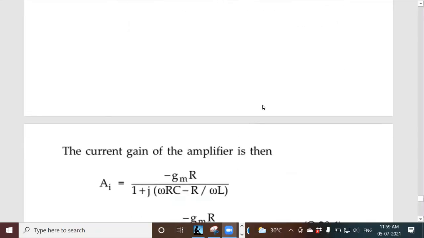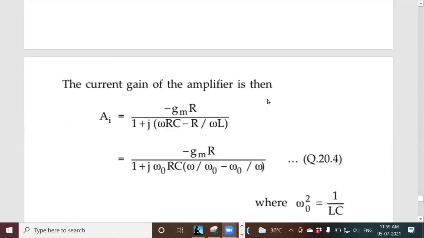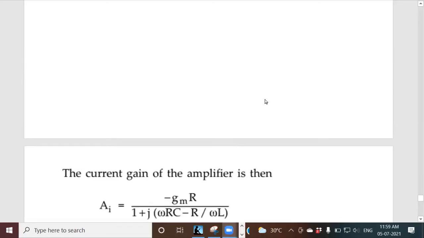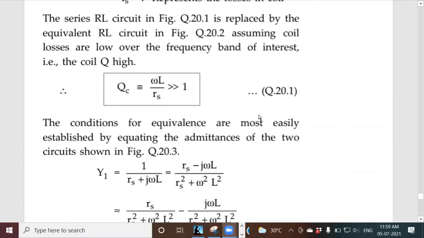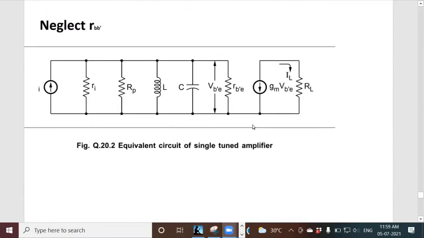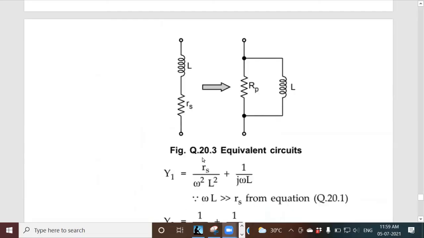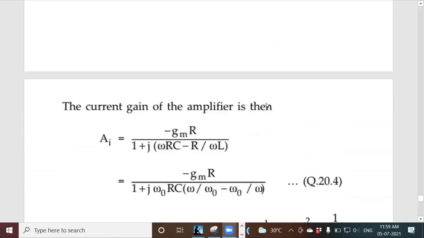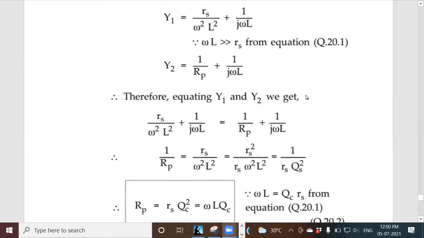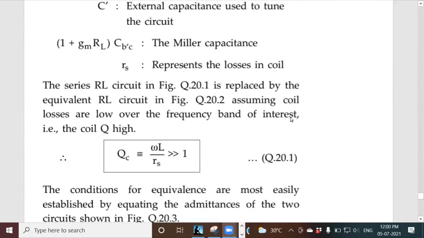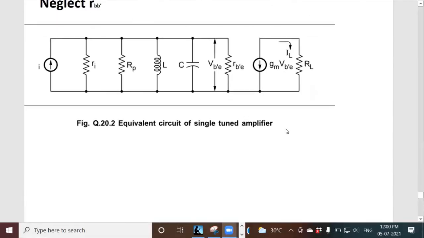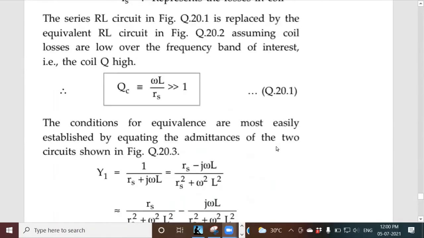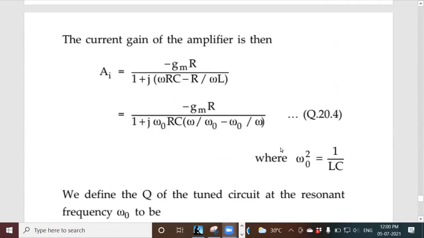Next we are going to discuss what the current gain of this particular circuit is. So far we have analyzed so many circuits, so we are not going to analyze it here. For your interest you can practice, but here we will directly take the expression, because we have already done this.